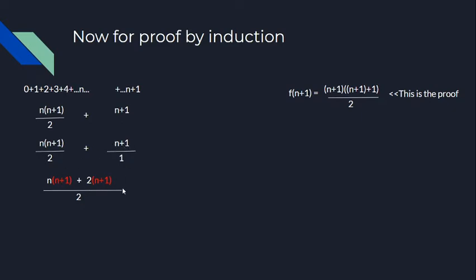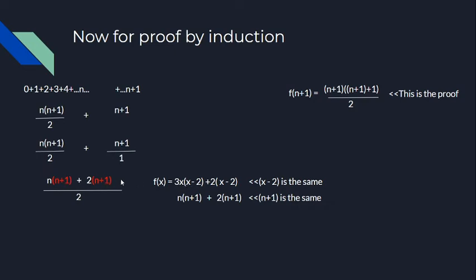So that's this. Now, when I work this out, you see here, it comes back to where we were in the first place with the f of x. This is the same as before, as when we did the quadratic function before, right? So if you notice here, n open bracket n plus 1 plus 2 open bracket n plus 1 is the same as what we did before when we did the factorization. So 3 open bracket x plus x minus 2 plus 2 open bracket x minus 2. If you notice, the n plus 1 in here is the same as the n plus 1 over here.